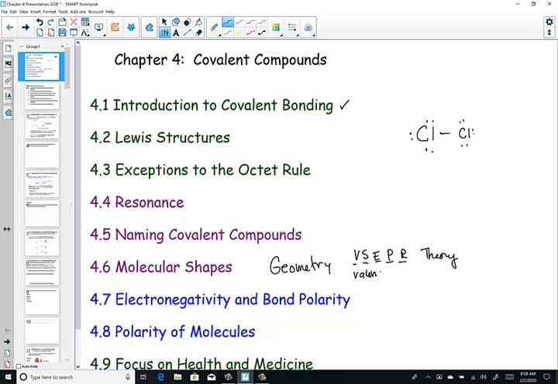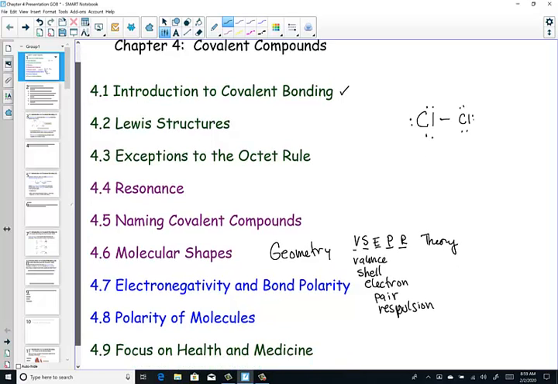We'll even write in our notepad that that stands for the valence shell electron pair repulsion theory. There, I spelled it right. In other words, we want to make sure that the atoms have as much space as possible when we're putting them together in a three-dimensional way.